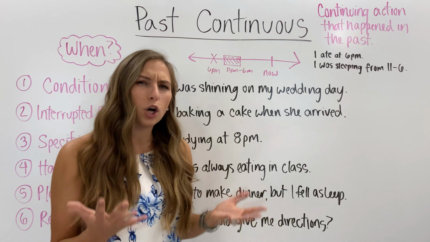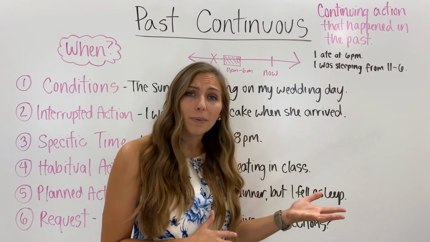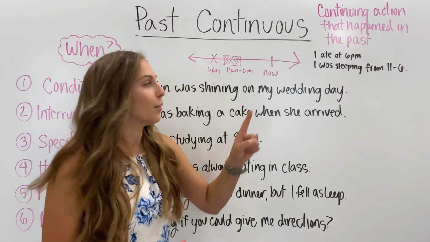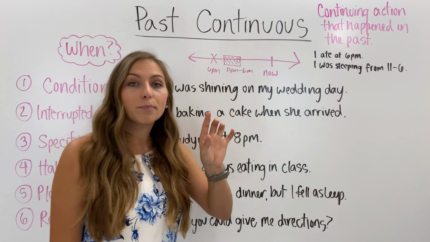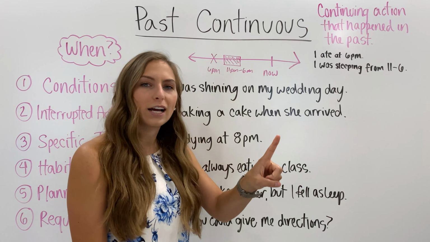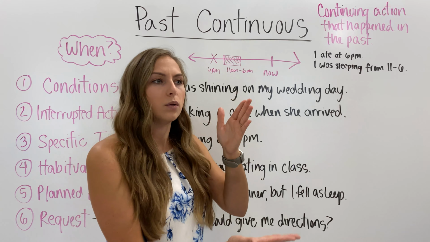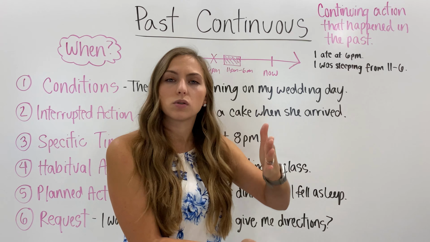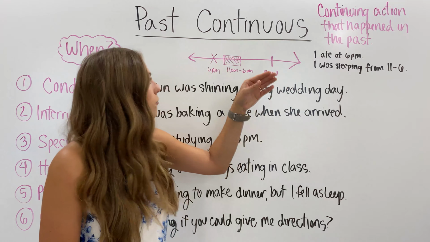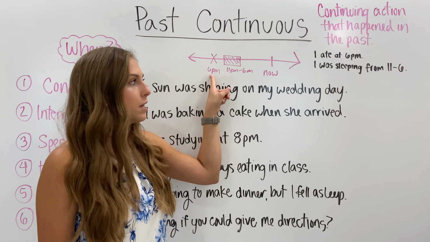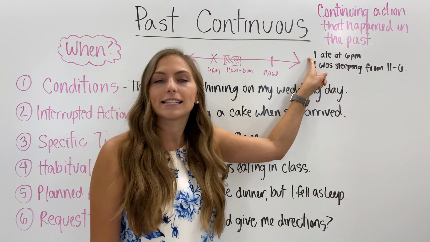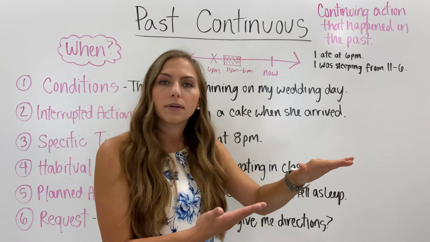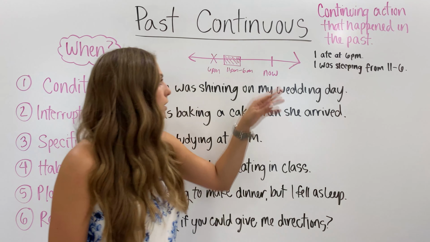Now, how do we know when to use simple past and when to use past continuous? I will show you. With simple past, it's when one action occurs and it was at one moment. It did not continue, it was just one moment. For example, at 6 p.m. I ate at 6 p.m. Okay, it was one action, it happened, it is finished.